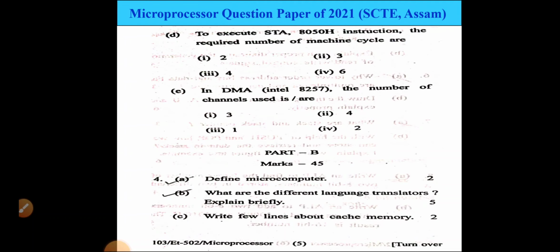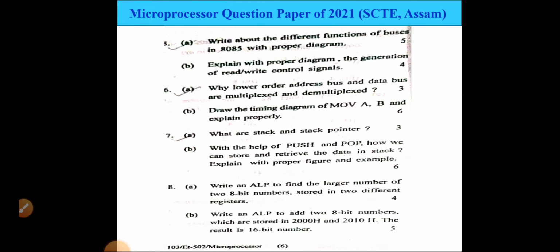In Part B there are 45 marks. Here: define microcomputer. What are the different language translators? Explain briefly. Write a few lines about cache memory. Question number 5, 5A: write about the different functions of buses in 8051 with a proper diagram. 5B: explain with a proper diagram the generation of read and write control signals, 4 marks. While lower order address bus and data bus are multiplexed and demultiplexed.